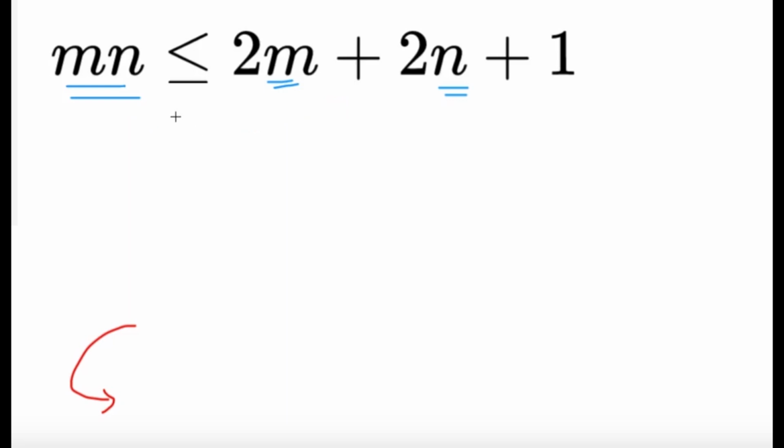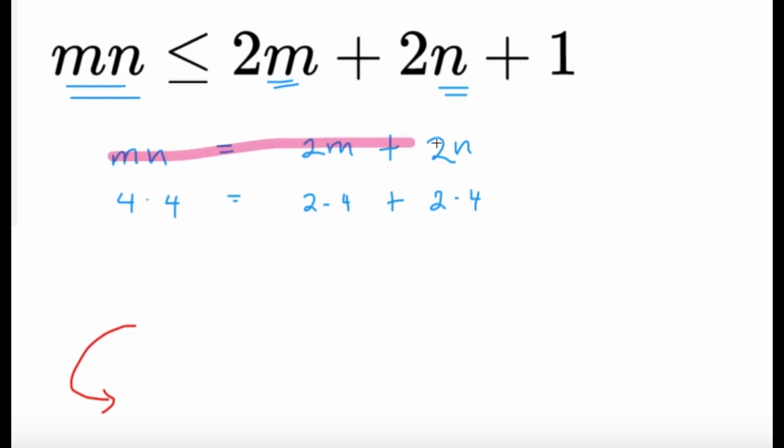Let's try to see when mn is equal to, or pretty close to, 2m plus 2n. We can just do some trial and error here. You can see that if m and n are both equal to 4, it is pretty close to 2 times 4 plus 2 times 4. Actually, it's the same: 16 is equal to 16. So maybe the upper bound for m and n is close to 4.